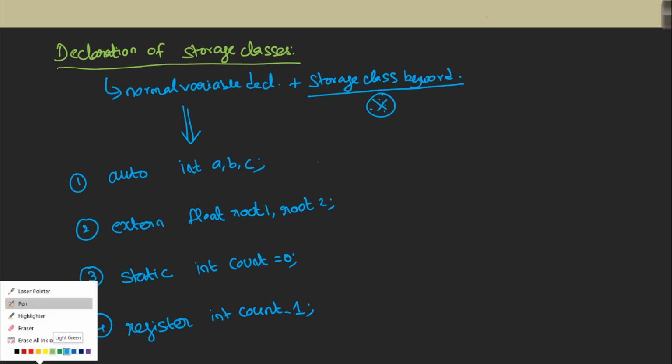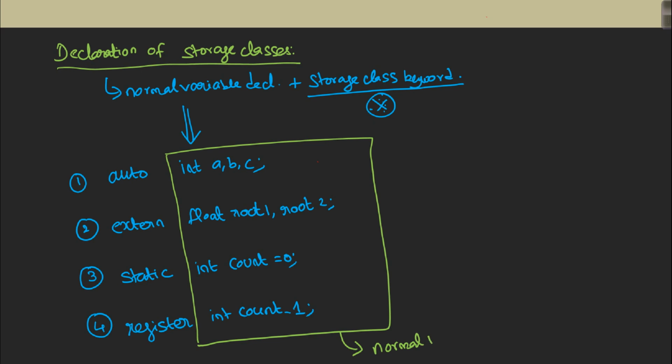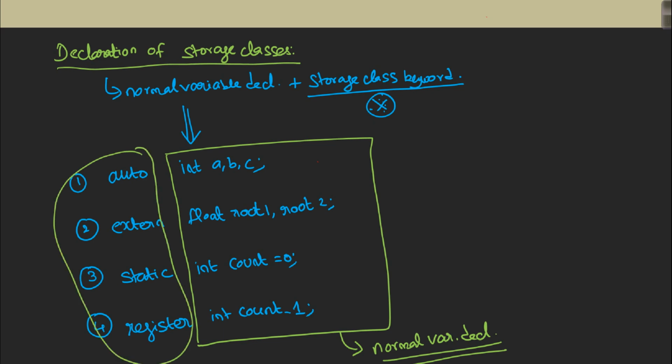The declaration is very simple. This part you all know, normal variable declaration. And in addition to that, in front of it you are specifying the storage class. Right? That's all. I hope this idea is clear. Now we are going to see the different types of storage class one by one, starting from auto, extern, static, register, one by one with a neat example.